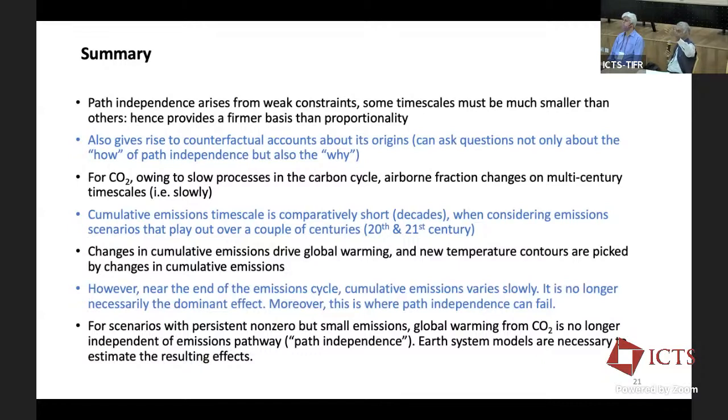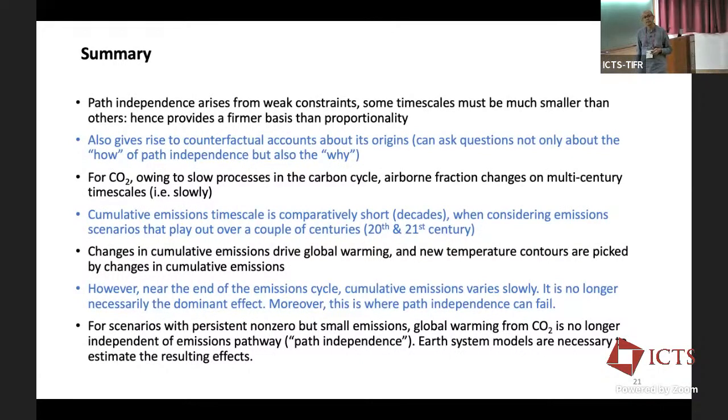So the temperature is responding just to the fraction which is hanging around, which is changing very little. And that's why it doesn't matter how the emissions occurred, because what's important is that they are produced and then they hang around. Okay, intuitively, it seemed to make a lot of sense.